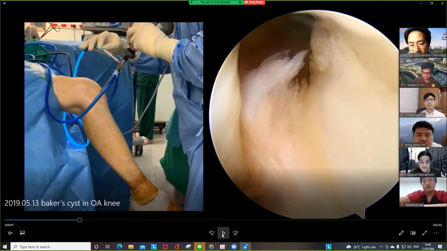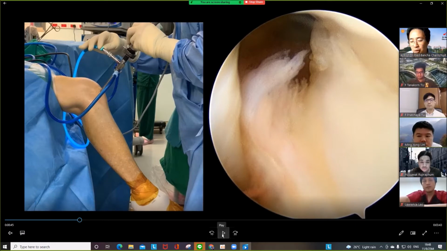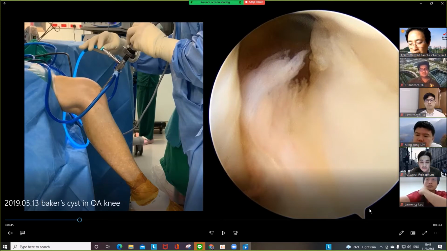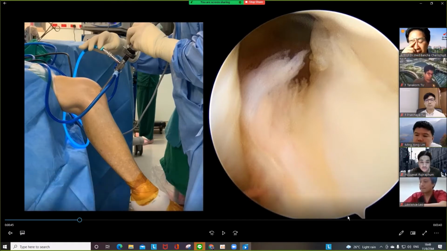The way to go to the back, you put your scope to the notch, right? And then extend the knee until you see the PCL. Then you pass your scope in, and turn the scope to be like this, nearly 5 to 6 o'clock. Okay, and then you can go straight. Understand? Otherwise your view will not be like this.